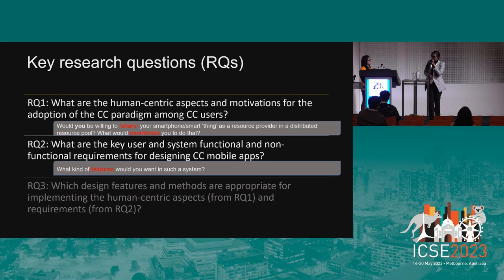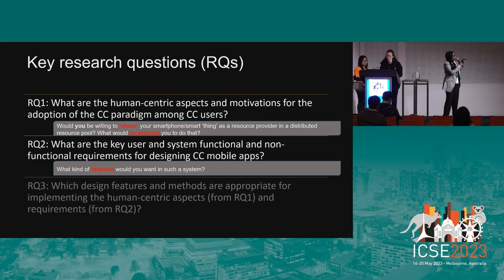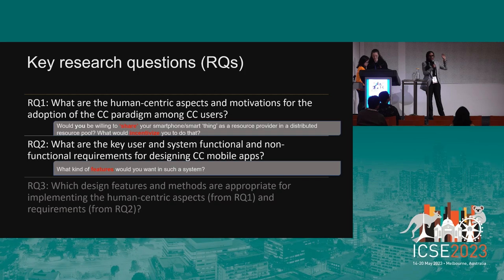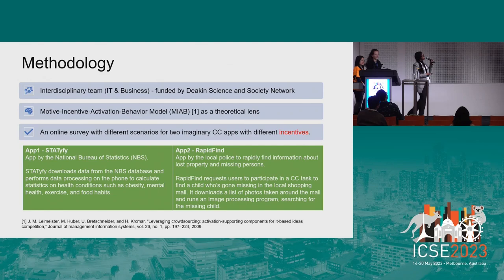Anyway, so RQ3 is how do we actually go about implementing the human-centric aspects from RQ1 and the requirements from RQ2, right? Now, in this paper, we only focus on RQ1 and RQ2, and we leave RQ3 for the next phase of work. All right, so how did we go about addressing RQ1 and RQ2?